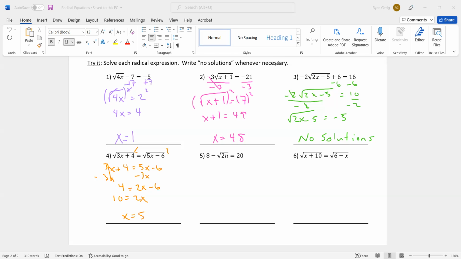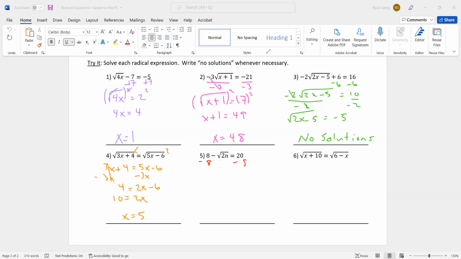Pretty easy. Plug that back in. 3 times 5 is 15. 15 plus 4 is 19. The square root of 19 is not a good number. But let's look at the other side. 5 times 5 is 25. 25 minus 6 is 19. The square root of 19, although it's not a good number, is equal to the square root of 19. So we're good. Number 5.